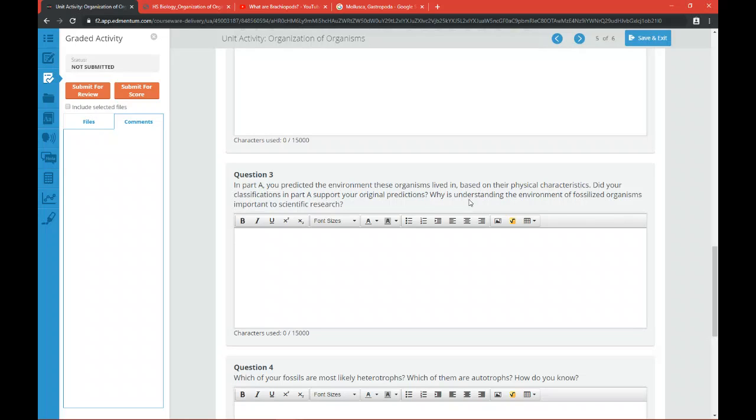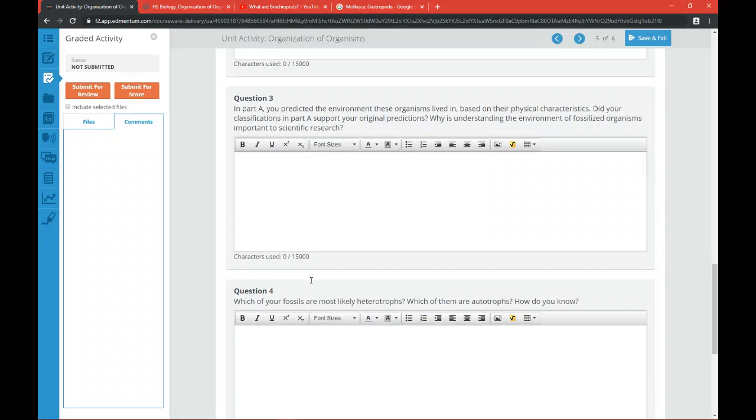So why is understanding the environment of fossilized organisms important to scientific research? You answer that question. Why would it be important to know what an animal in the past used to live on, what their environment used to be? Could we use that to maybe tell how the environment changed, how maybe the animal changed and adapted to its environment over time, maybe that there's different species in different areas? Anything you can talk about on how the environment helps us understand maybe what it was and what it has changed into is going to be what you're going to want to put in that answer.